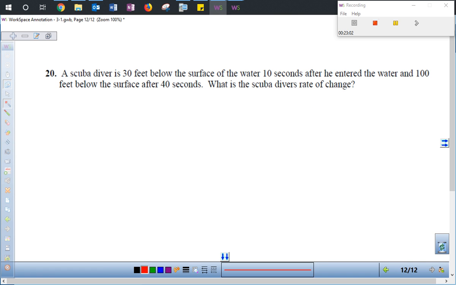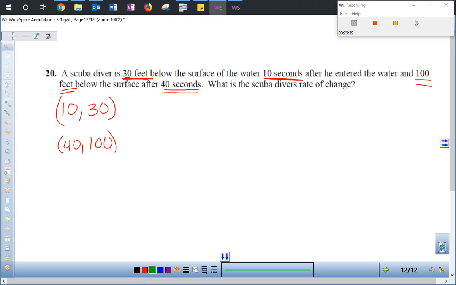Let's try again on number 20. A scuba diver is 30 feet below the surface of the water 10 seconds after he entered the water, and 100 feet below the surface after 40 seconds. What's the scuba diver's rate of change? So we want two ordered pairs here. 30 feet is paired with 10 seconds. That's going to make our first ordered pair. Now remember, time is always x, so we're going to have 10, comma 30. Then it says 100 feet below after 40 seconds. So time goes first, 40, comma 100.